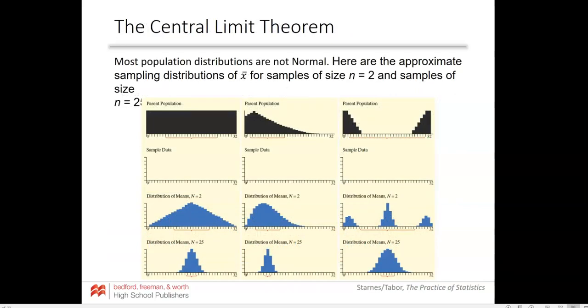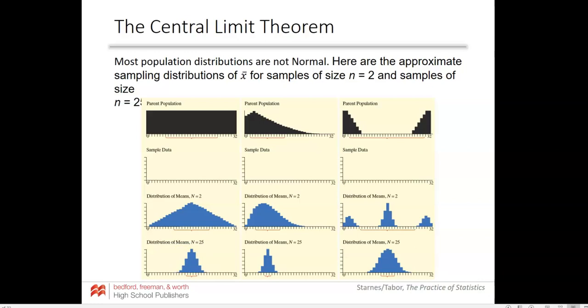Okay, this is interesting. So in this case, some really weird populations. These are 3 different examples. The first one on the left there, when it's flat across the top, that's called uniform. So even if the population is uniform, if you take samples of size 2 or 25, they start to look more normal. Now 2 doesn't look that normal there.